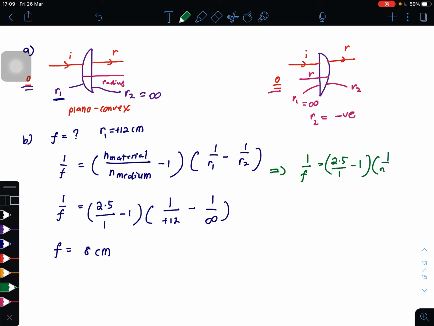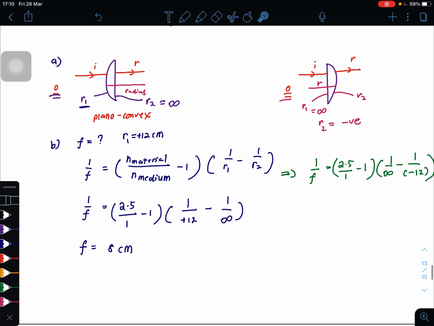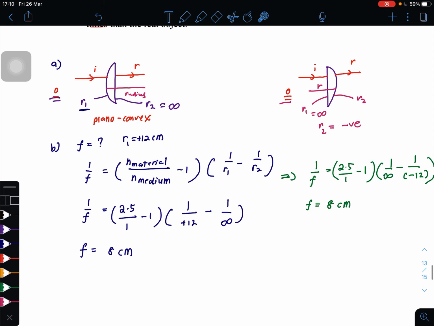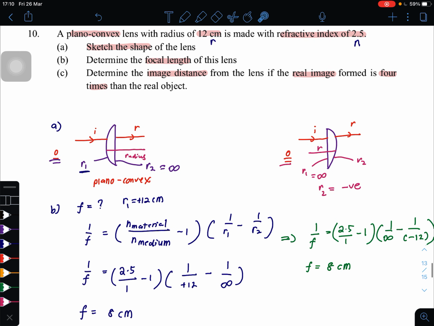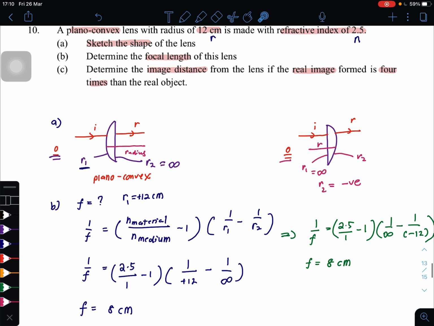So, 1 over infinity minus, okay, minus here, negative 12. So, bila buat macam tu, sebenarnya dia akan dapat jawapan yang sama, which is 8 cm. So, depends pada kamu punya lukisan lah. Okay, either way, you always get the same value, which is positive 8 cm. Okay, so that one is for question A. Question B. Now, last question.